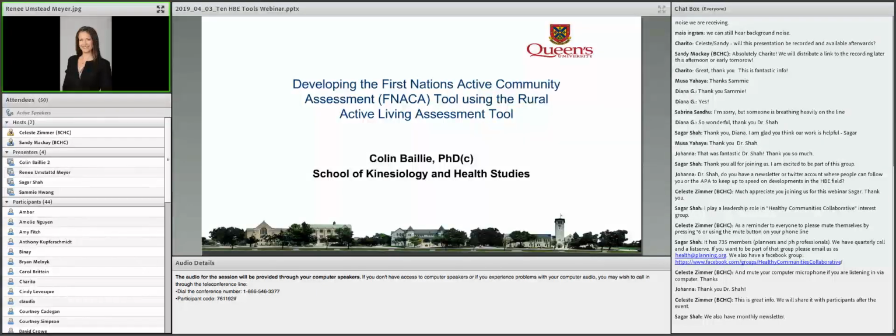Okay, so thank you, Renee, for sharing that introduction to the RALA tool. And I'm going to be talking today about how that tool had been adapted for a First Nations community project that I was working in Ontario and Manitoba in Canada.